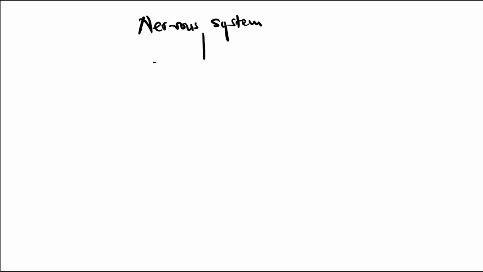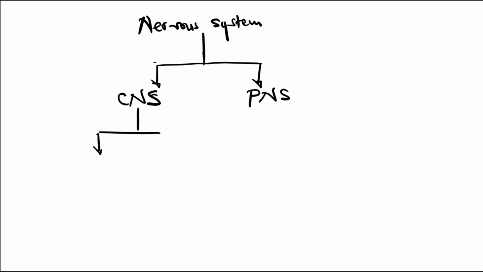The nervous system is divided into two things. It's divided into the central nervous system, which is known as the CNS, and the peripheral nervous system. The central nervous system is made up of two things: the spinal cord and the brain. Outside the brain and the spinal cord is where you find the peripheral nervous system.